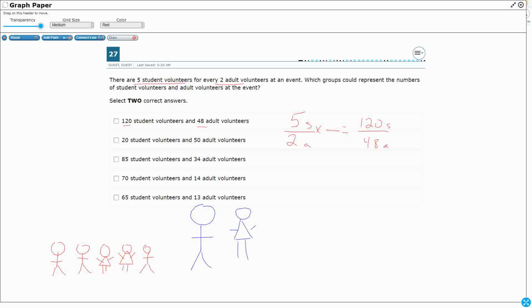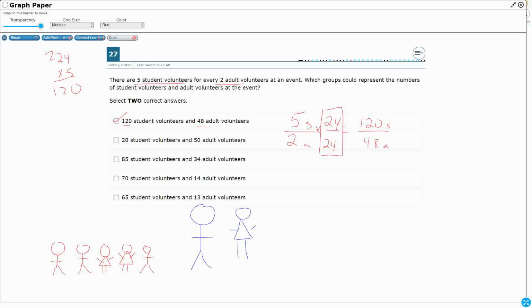Well, I'm not sure what makes 120 from 5, but I do know that 2 times 24 makes 48. So if this is going to work, what I would need 24 to be the multiplier for both numerator and denominator. Let's see, I've got 24 times 5. Okay, that's 120. Okay, that works. So this one does work because it is the same proportion. If you were to count out by every 5 and every 2, you'd be good.